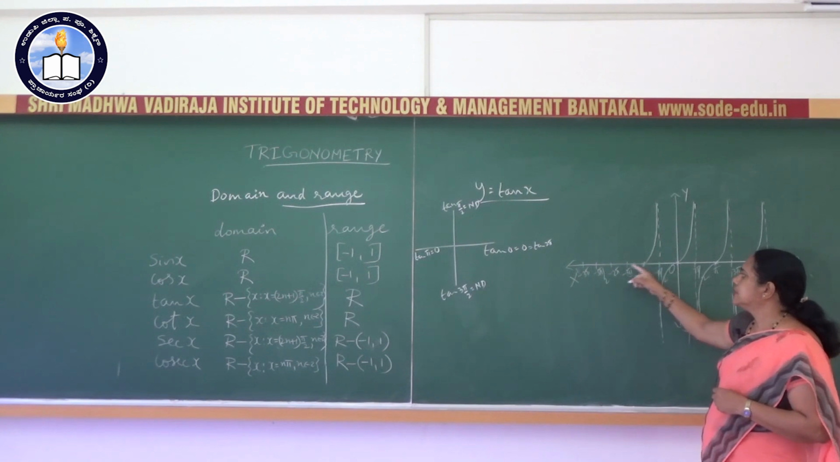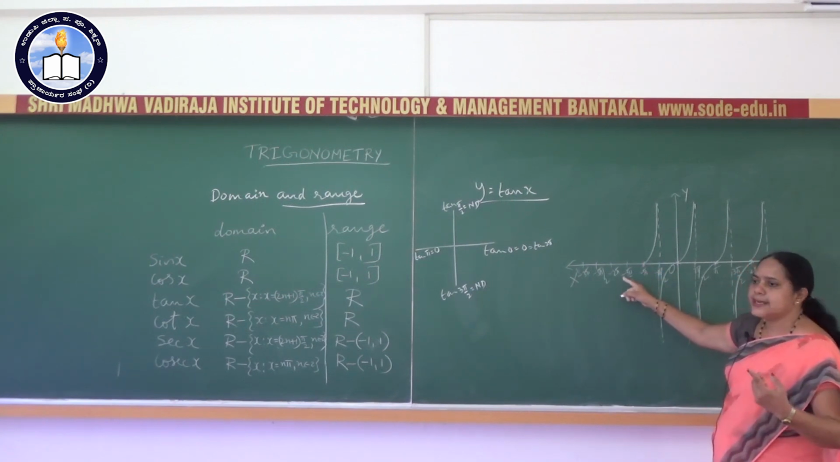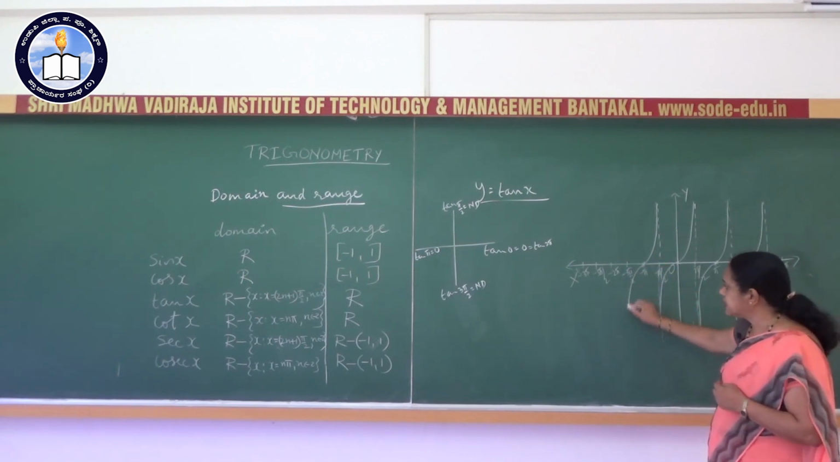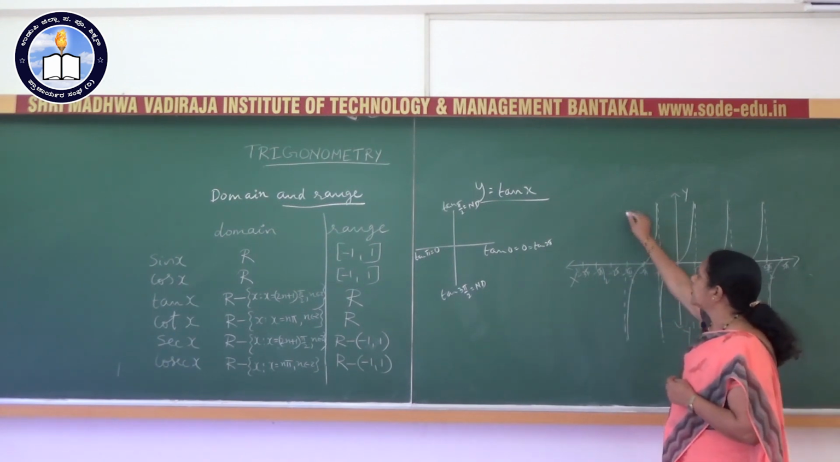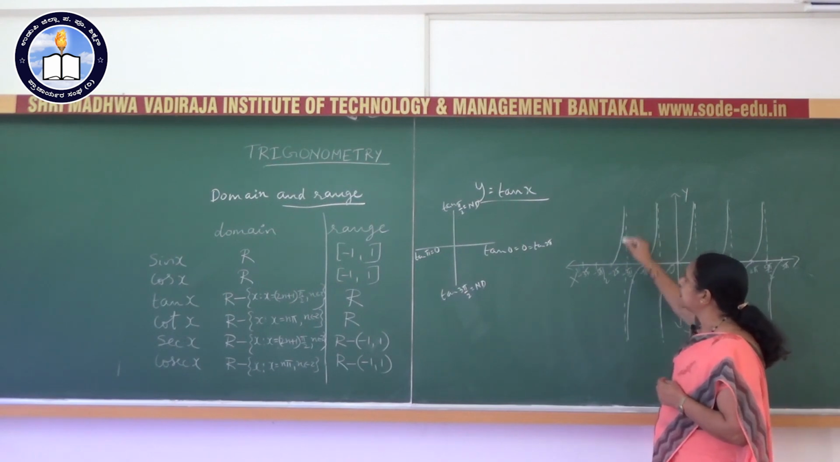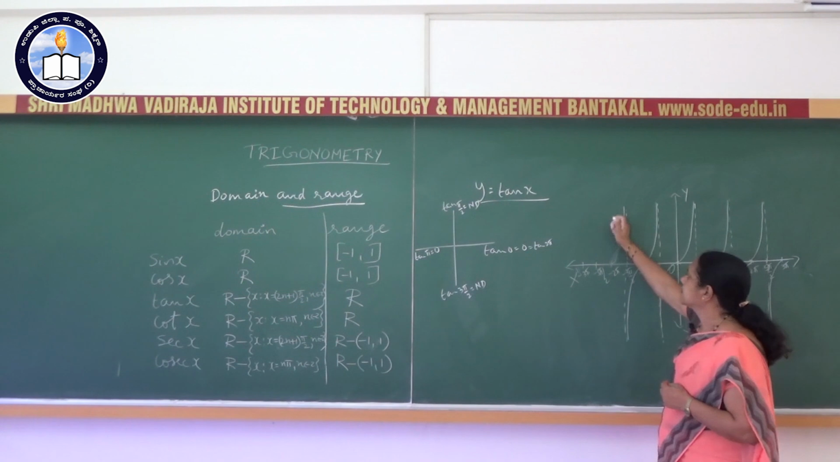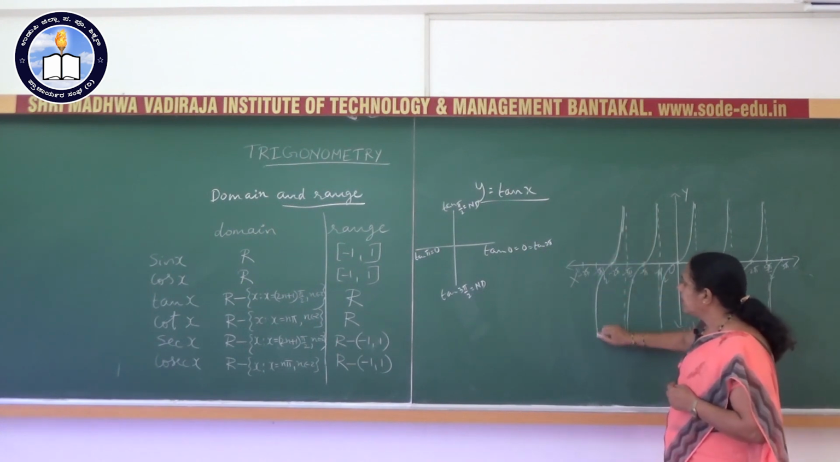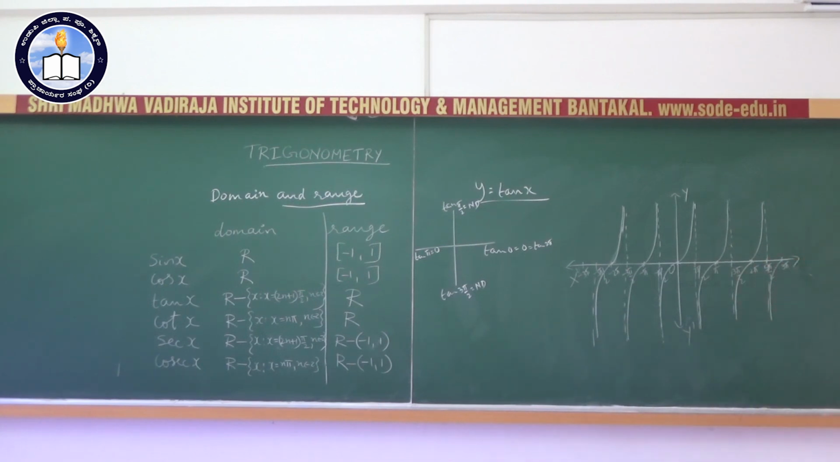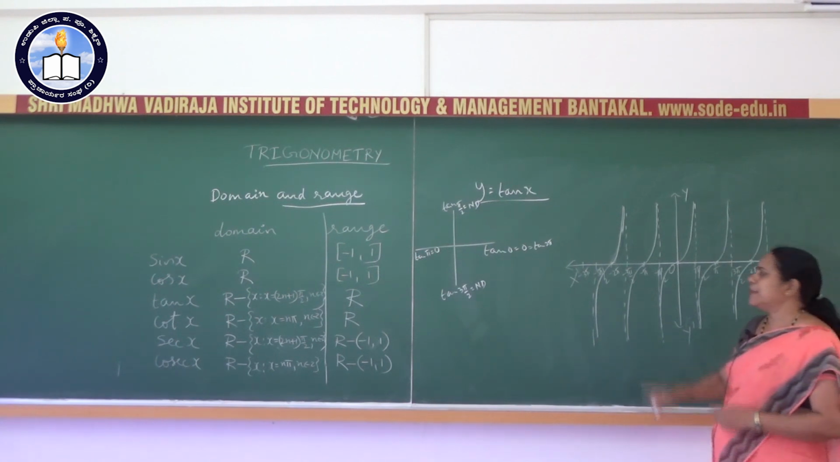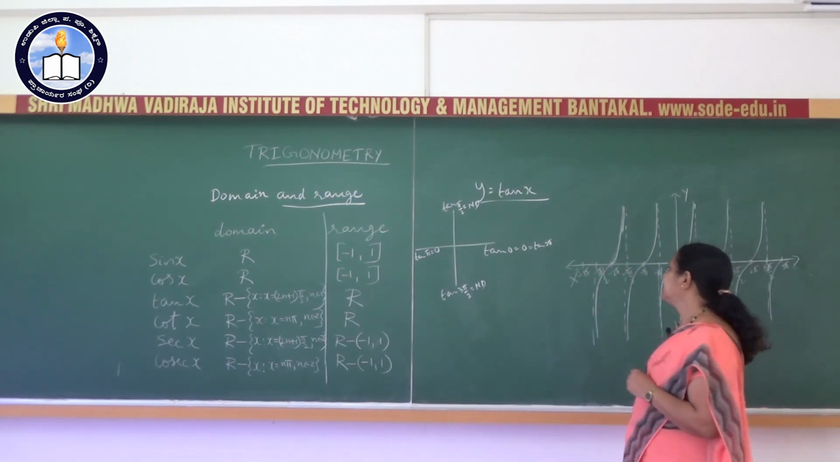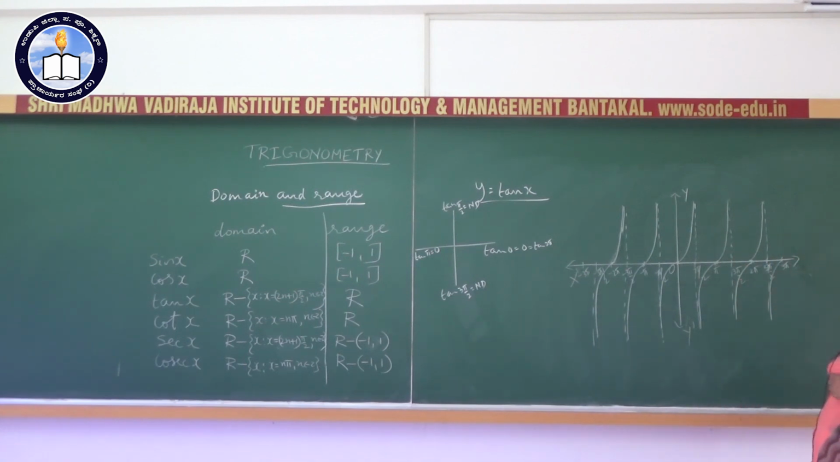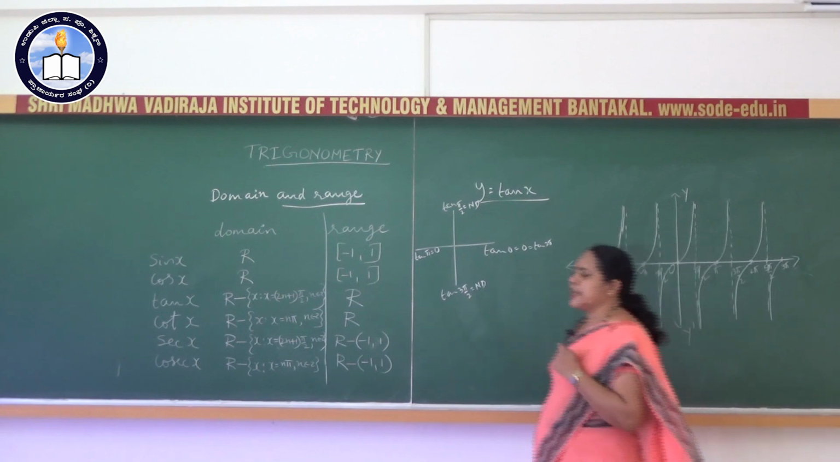This is the second quadrant, minus pi by 2, minus 3 pi by 2. In the second quadrant, tan x is negative, so the graph lies completely below the x-axis. This is the first quadrant. In the first quadrant, tan x is positive. The graph lies completely above the x-axis. So the graph repeats for every interval 0 to pi, pi to 2 pi, 2 pi to 3 pi. Similarly, 0 to minus pi, minus pi to minus 2 pi, minus 2 pi to minus 3 pi, etc. So this is the graph of y is equal to tan x.